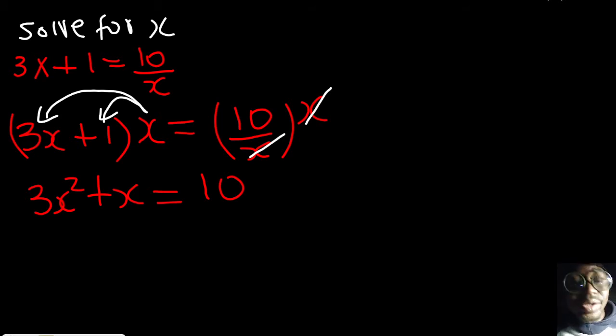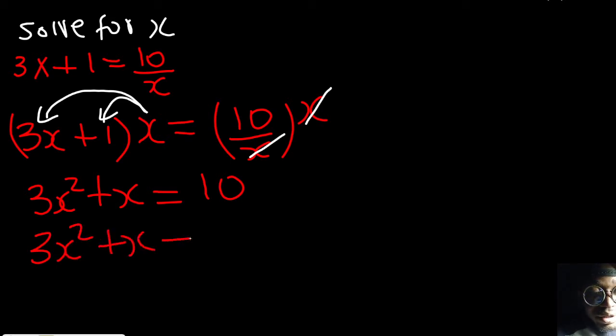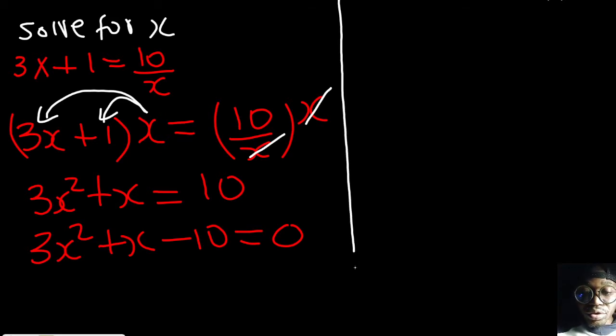Okay, so let's put this equation in order because this is a quadratic equation. So the result is 3x squared plus x, subtracting the 10. So we are subtracting 10 on each side of the equal sign. So this is what is obtained. Okay, so let's continue solving this question.